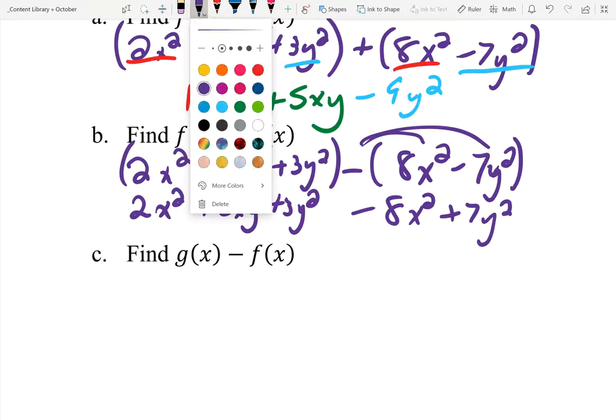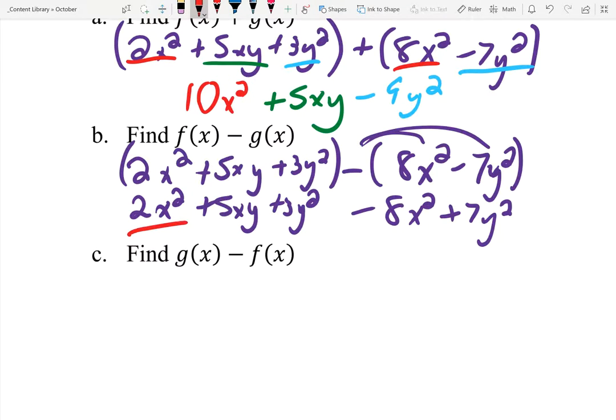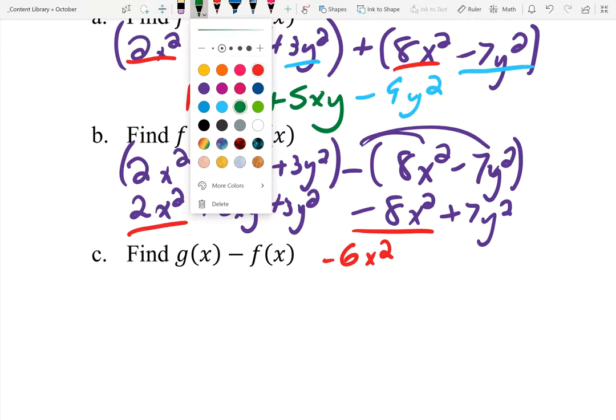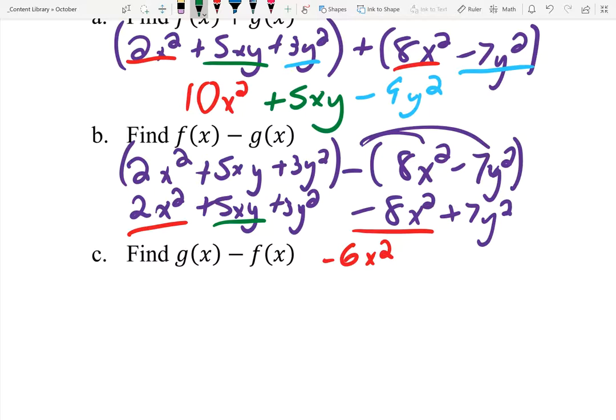So when I combine like terms, I'll look at my x squareds. I've got 2x squared minus 8x squared. Those can go together. Those are both x squared terms. 2 minus 8 is negative 6, so it's negative 6x squared. Then I've got my xy term again, right? My 5xy, there's nothing being added to it. There's nothing being subtracted to it. There is no other xy term for it to combine with. So it remains just 5xy.